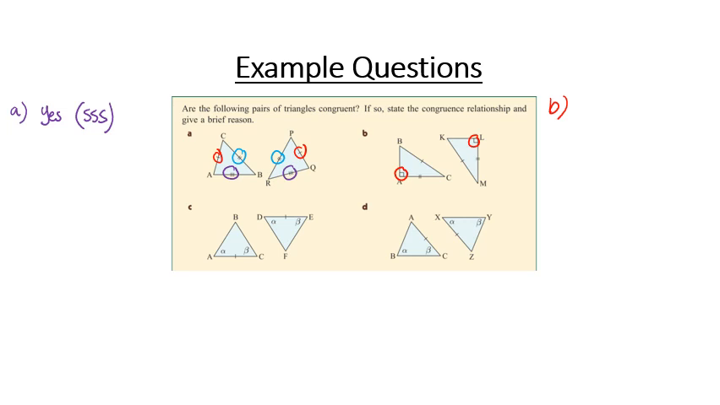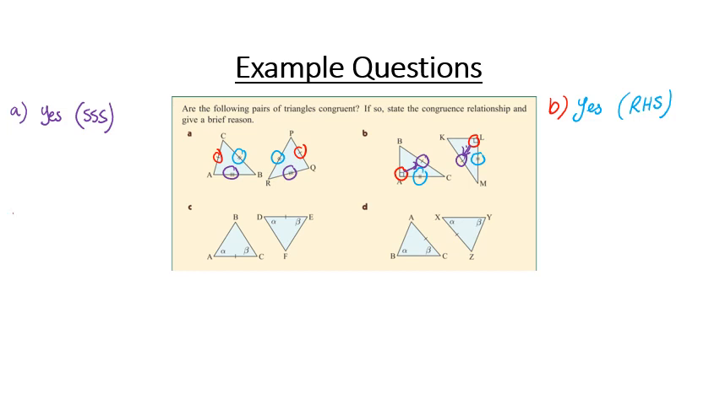For question B, we have a right angle and a right angle. The side opposite the right angle has 1 dash, and this side opposite the right angle has 1 dash. Now all we need is another side that is the same length, 2 dashes and 2 dashes. Perfect. So we can say yes, and the reason is the right angle, the hypotenuse, and a corresponding side.